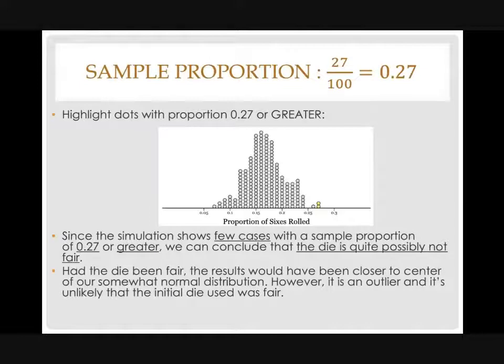Had the die been fair, the results would have been closer to center of our somewhat normal distribution. However, it's an outlier, and it's unlikely that the initial die used was fair. Okay, so if it was fair, you'd probably see it closer to 0.16 or so, because a sixth of a die is about 0.17.